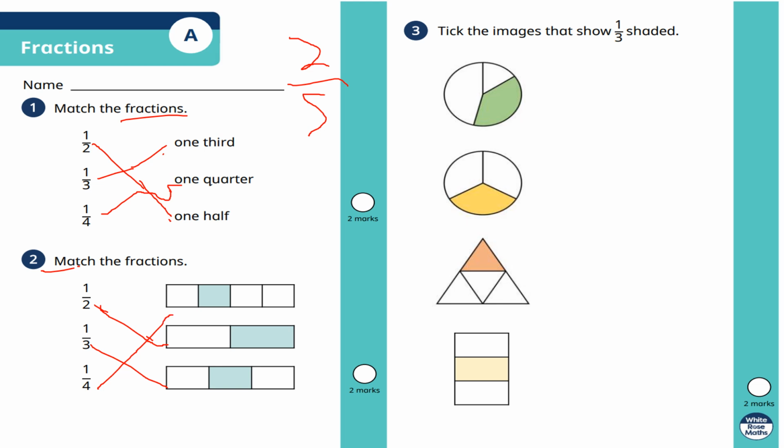Question number 3. Tick the images that show 1/3 shaded. That's actually going to be this one and this one. The reason why it's not the first one is because they've shaded an uneven amount. This green bit here is not the same size as this bit here, and nor the same size as this bit here. I have to take the same amount, the same chunk that I take out of the circle. This is not the same size sector, or segment of the circle, compared to this. So that's why we cannot pick option 1.